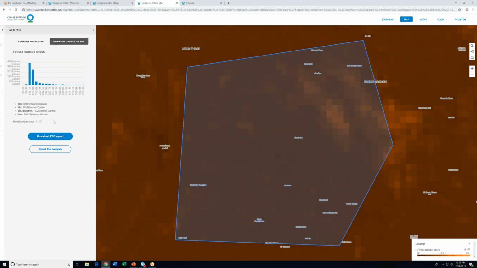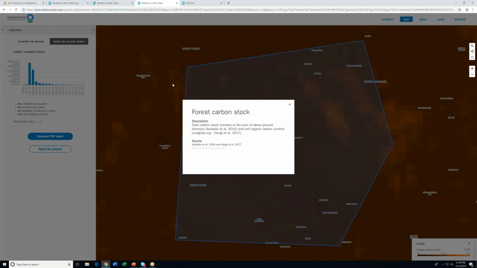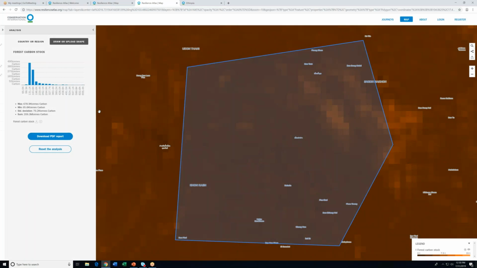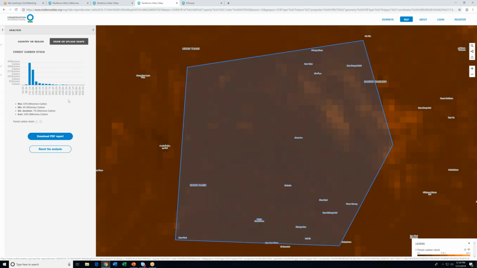Then you'll also be able to download that, as well as the clipped layer to whatever you've run your analysis on. And if you forget what layer that is, because you've collapsed the layers menu, you can see again the information from that data layer, and download a report, which will show all of this in a PDF.